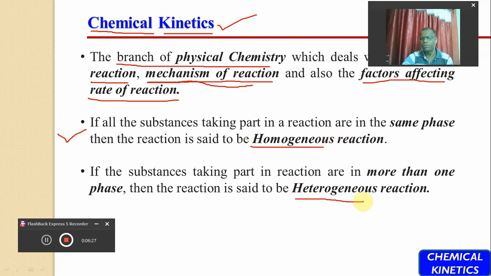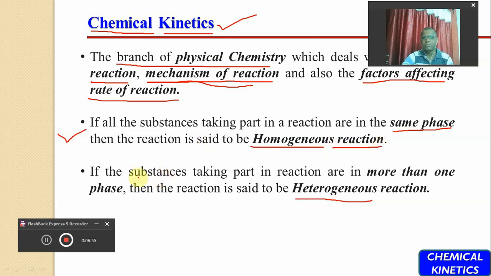Here, in order to define the homogeneous and the heterogeneous reaction: if all the substances taking part in the chemical reaction are in the same phase, either solid, liquid or gas, then the reaction is called a homogeneous reaction.